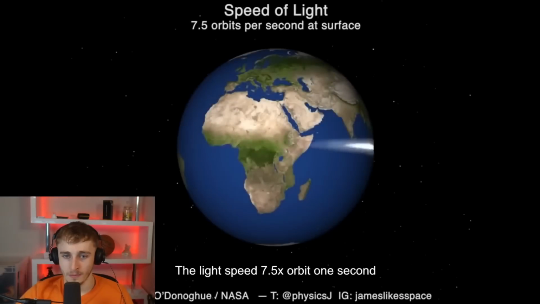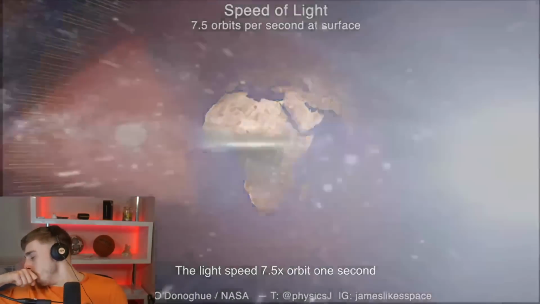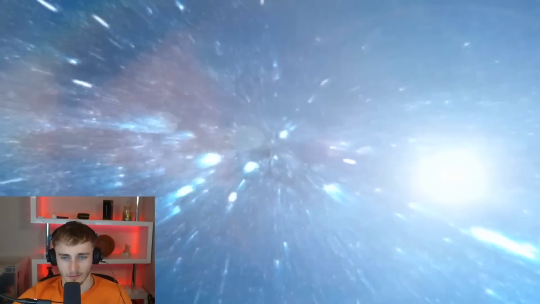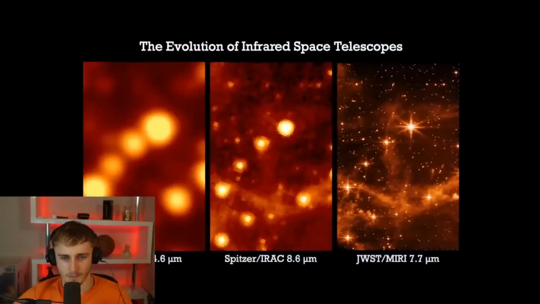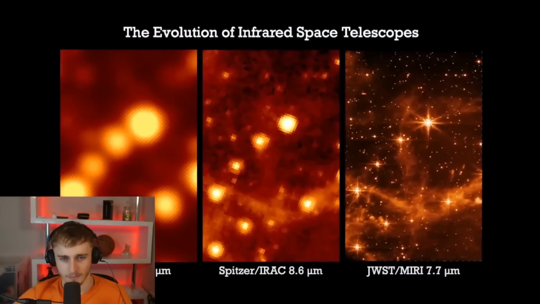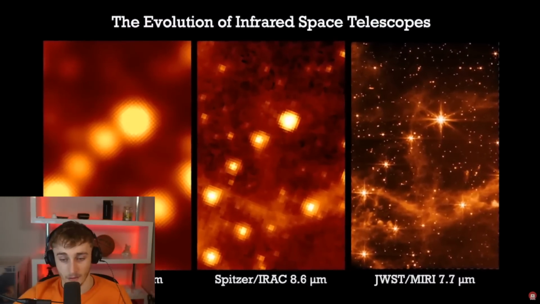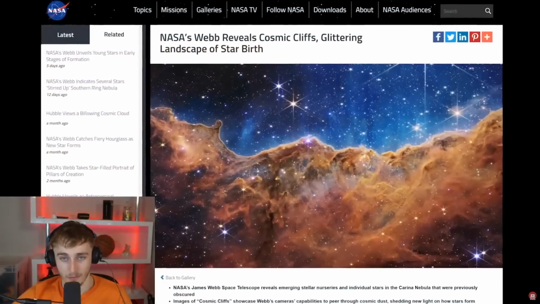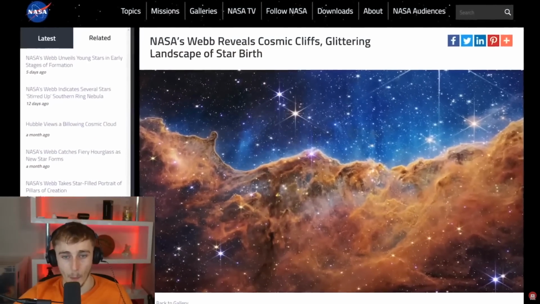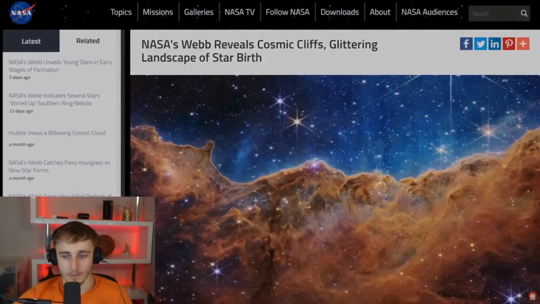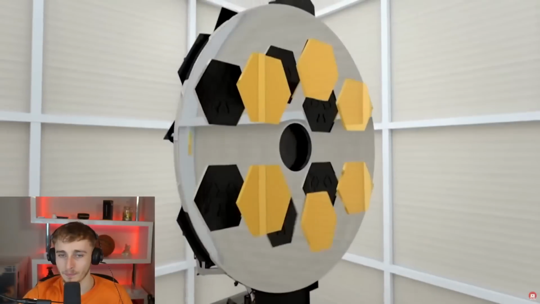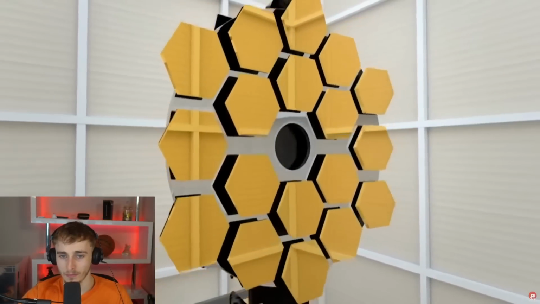Because light has a finite speed and takes time to travel, the further away something is, the more ancient it is. Using infrared light, the James Webb Telescope can look further back in time than ever previously possible. It also allows scientists to see through dust clouds and see the stars forming inside. Pretty remarkable stuff. Its 18 giant mirrors are made of beryllium, but coated in gold.